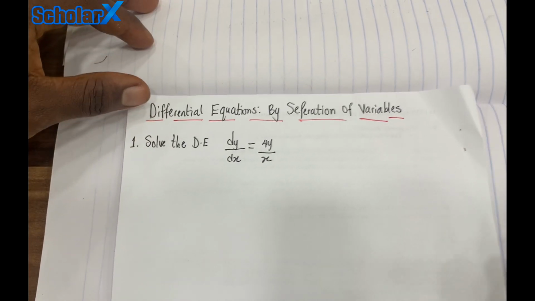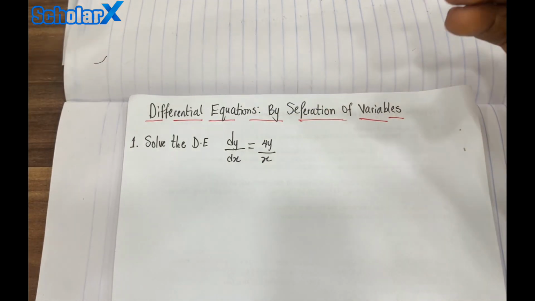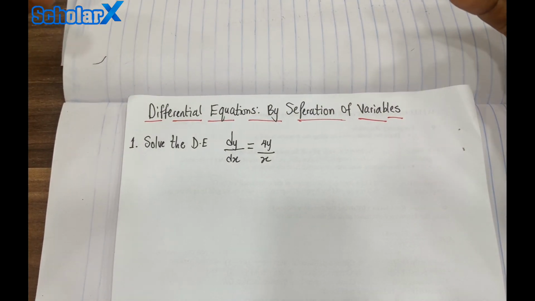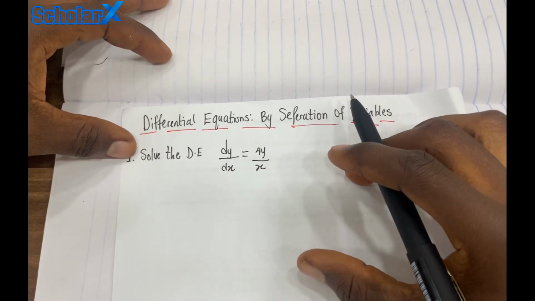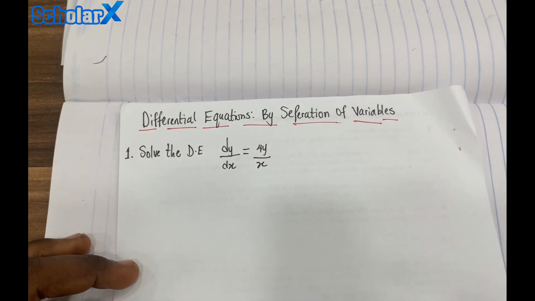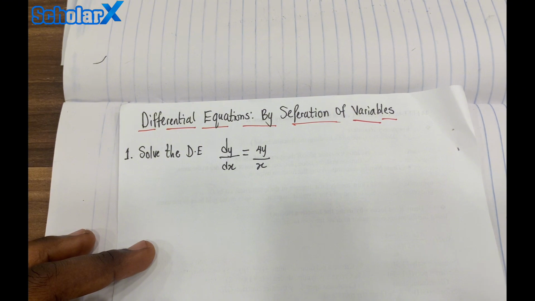So we want to look at this differential equation. Of course, this differential equation can only be solved by the separation of variables method. So let's go straight to that. Now, you want to solve this differential equation: you have dy/dx equals 4y over x.